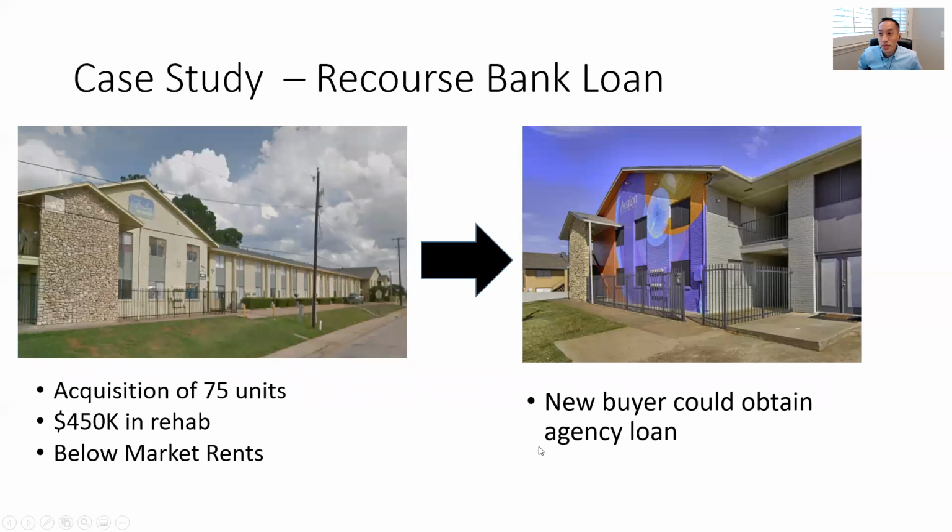This was another example, a deal in Dallas, 75 units. You can see on the left-hand side, this fronted a major street in Arlington, and the buyer had limited experience.